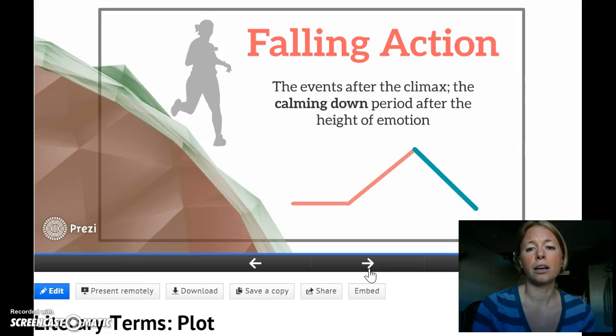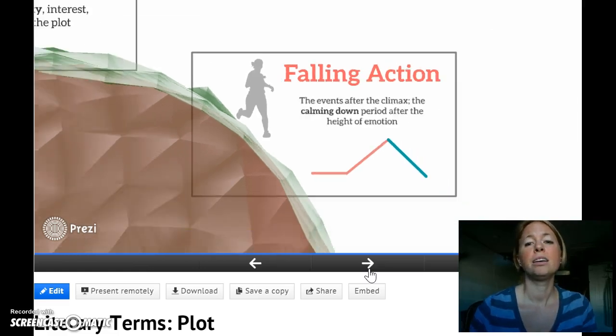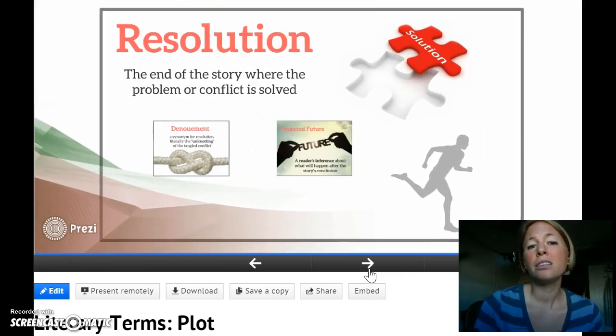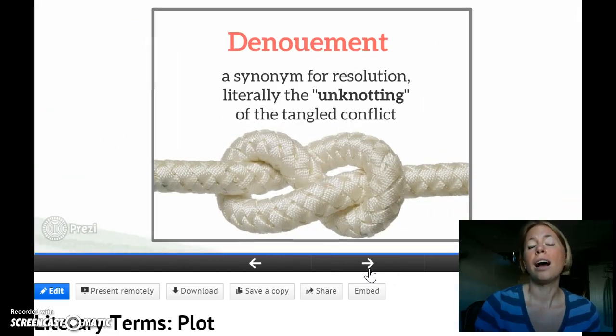In this particular plot line, it looks like the falling action will be the same length as the rising action. But keep in mind, in some stories, the falling action is very short or non-existent. After the calming down period, we're moving into the resolution, which is basically the conclusion or the solution at the end of the story. This is where the problem will be solved or untied, unknotted. A synonym for resolution is the French word dénouement, which literally means unknotting.